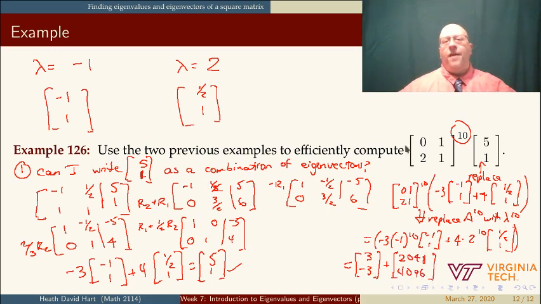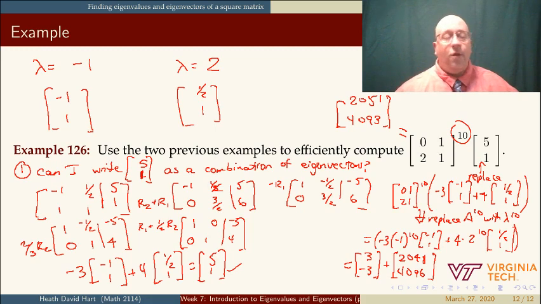When we add these together, we get the answer we wanted. The top row is 2,051, and the bottom row is 4,093. And we computed this without ever having to multiply this matrix out 10 times. That's kind of a powerful thing that we can do with eigenvalues and eigenvectors is that they allow us to raise a matrix to a power more efficiently.